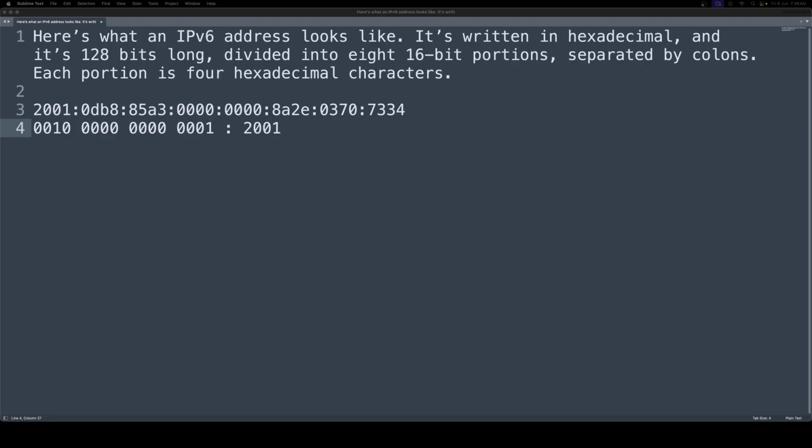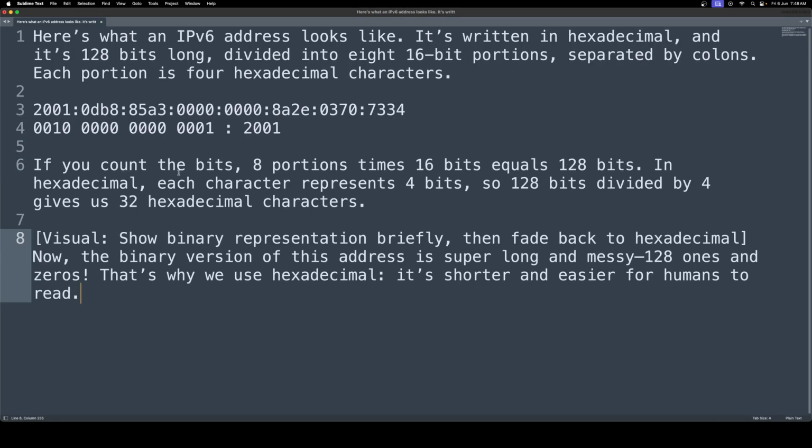So now if you count the bits in this one, 8 portions times 16 bits equals 128 bits. So in hexadecimal, each character represents 4 bits. So 128 bits divided by 4 gives us 32 hexadecimal characters.